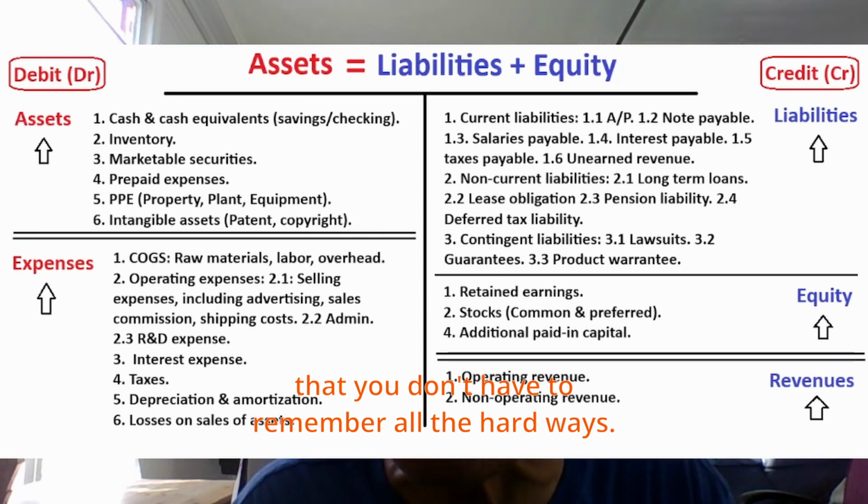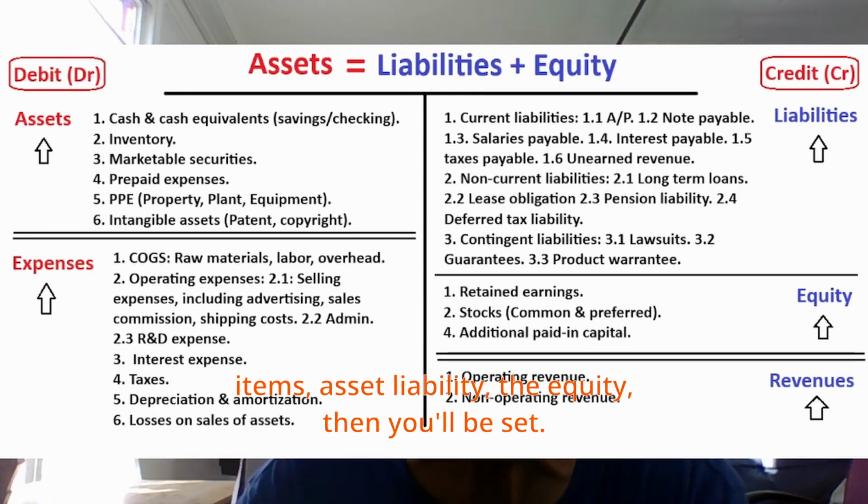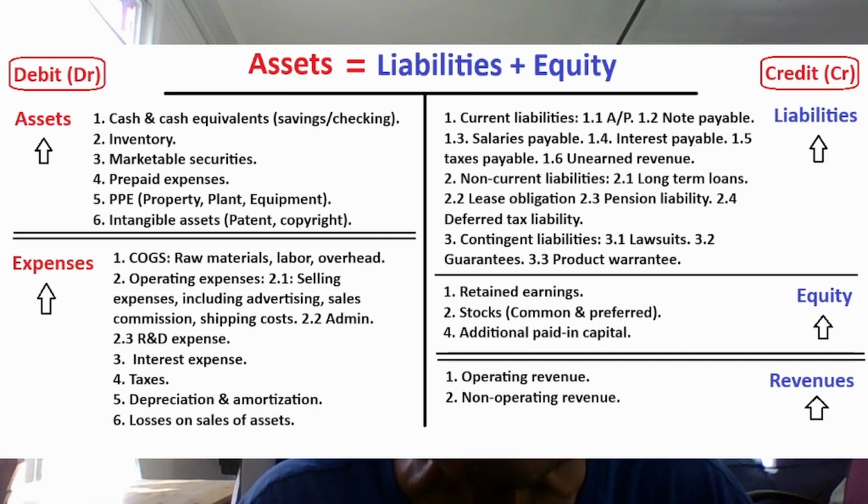So that's why you don't have to remember all the hard ways. You just remember that everything can be linked with the three items: asset, liability, and equity. Then you'll be set. That's it. Okay. Thank you.